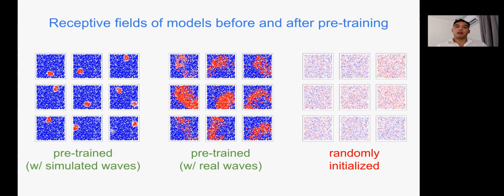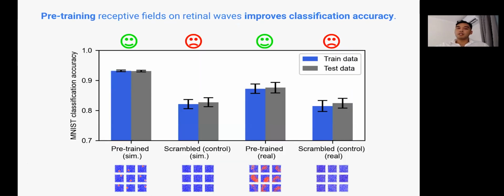And to just show you that we're actually doing something when we train these retinal waves, we can look at the receptive fields of these models before and after this pre-training in the experience independent phase. So the pre-training with simulated waves essentially gives you receptive fields that mirror the retinal wave data. And then we also have pre-training with real waves, which actually look a lot more wave-like. And then this is the randomly initialized model before any pre-training on the right.